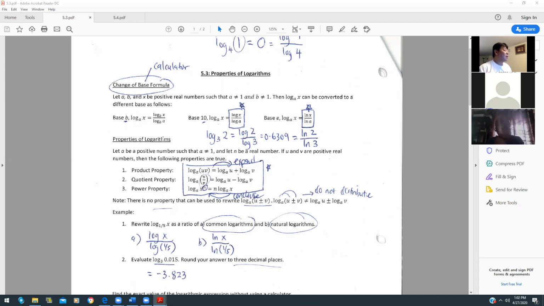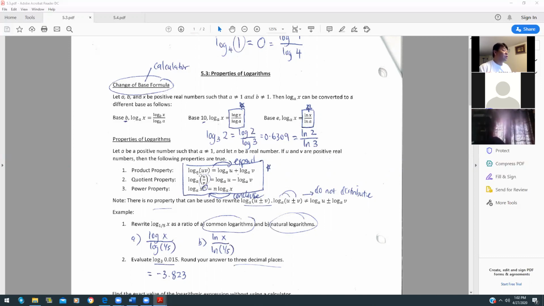Next, we have 3 properties of log. The first property is called multiplication. When you have log of u times v, you actually expand it to log u plus log v. If you have u divided by v, it is log u minus log v. And then you have log of x to the n. This is a very important property, they call it the power property. This n you can bring down, so it becomes n log x. So these are the 3 properties of log.